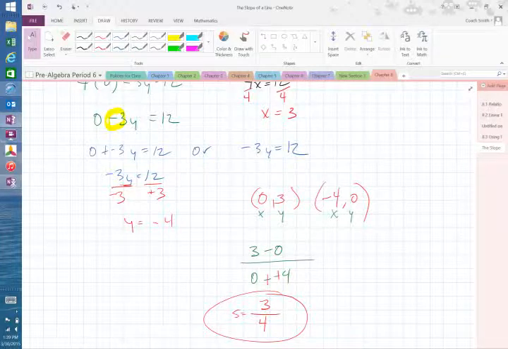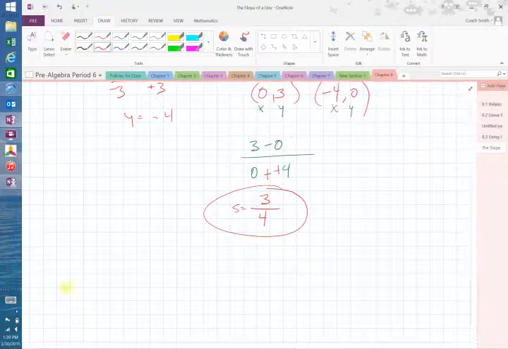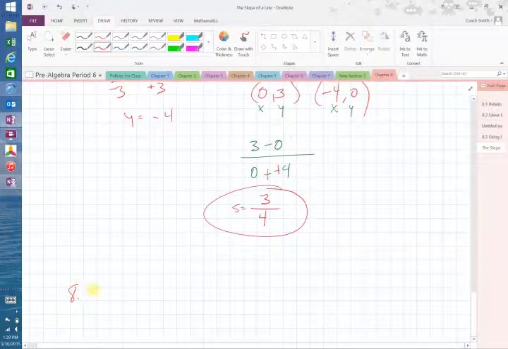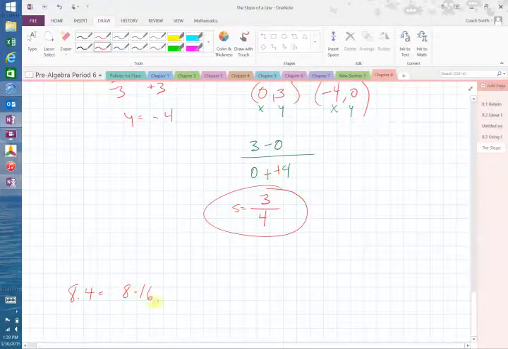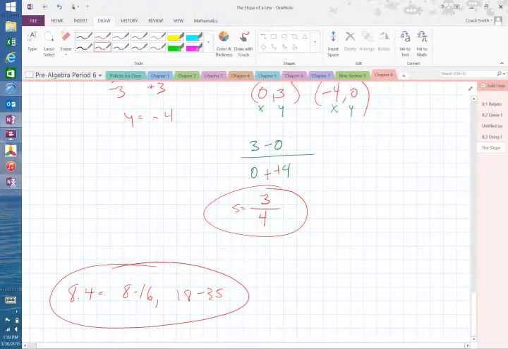So, here's what I want you to start working on. You're going to do 8 through 16. Through 35. Okay? So start working on it.